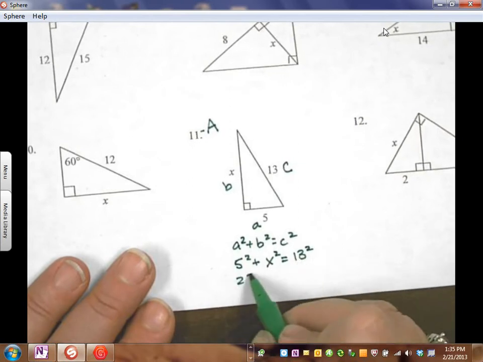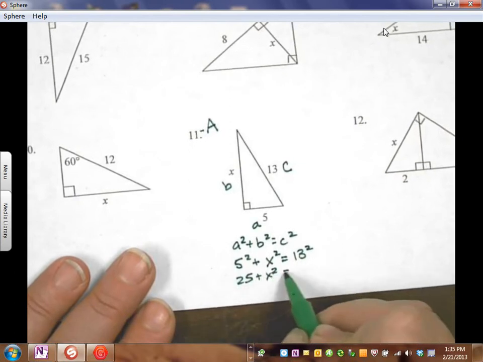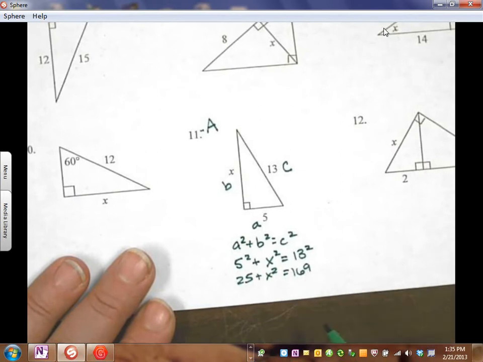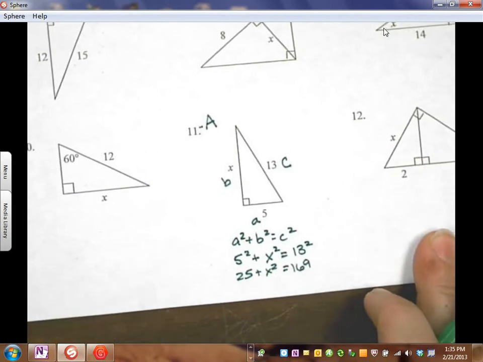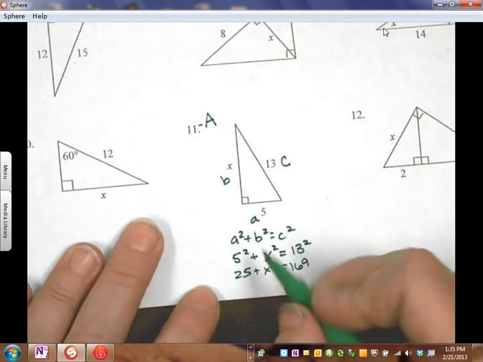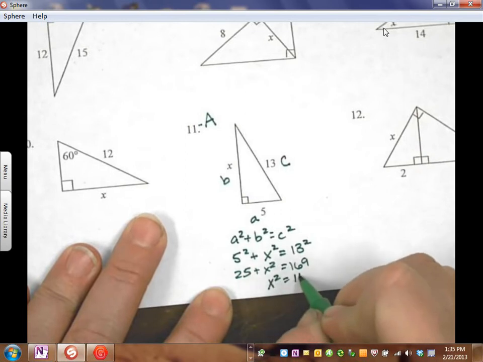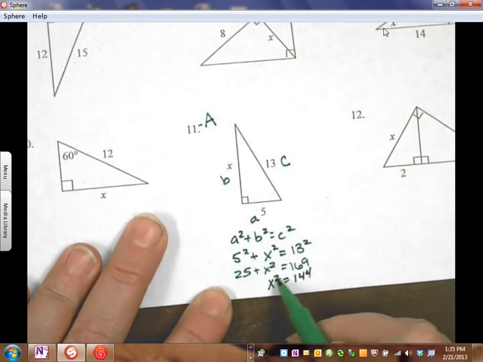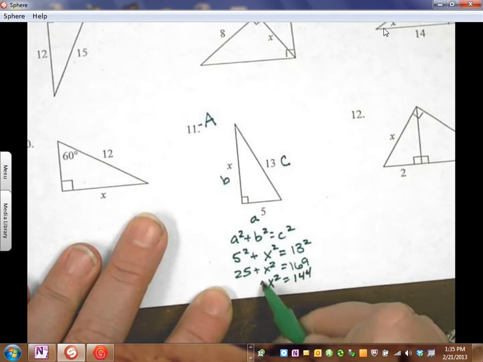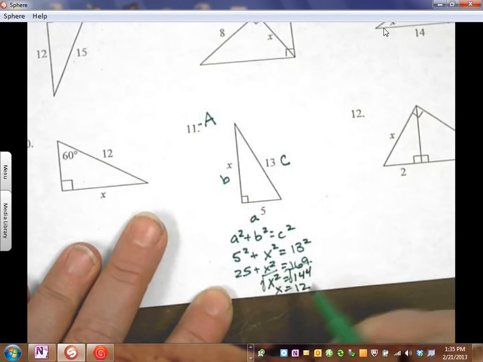So 25 plus X squared equals 169. And 169 minus 25, I don't know what that is. I could do it, but it's 144. Oh, that's silly. I should have known that. And to get rid of that square, what do we do? We take the square root of both sides. Then I know X is 12.